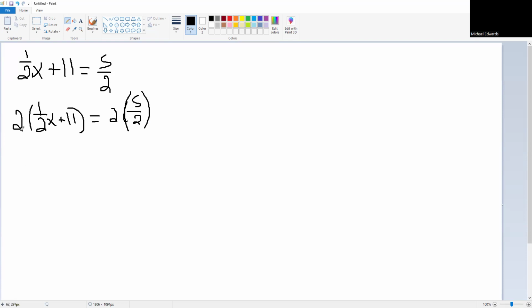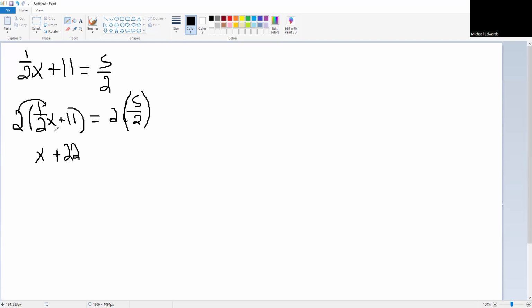Okay. So don't forget this part if that's what you want to do to clear the fraction. So to clear this fraction, we would do 2 times 1/2 x, which is just x, and 2 times 11, which is 22.